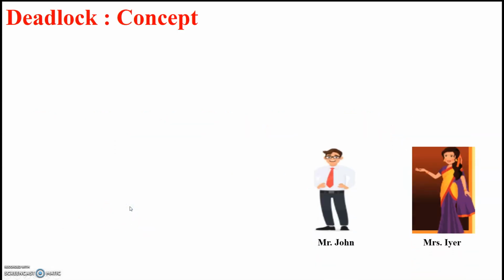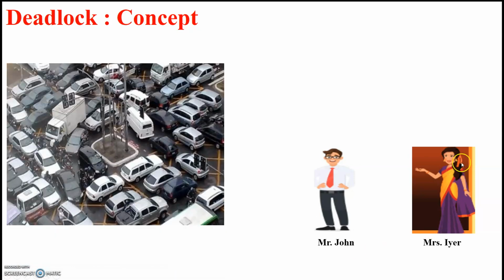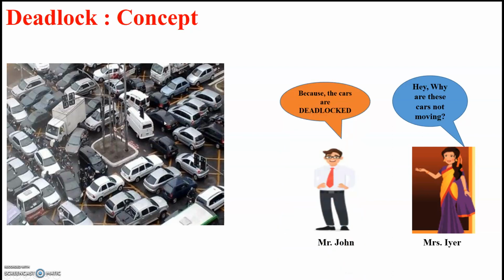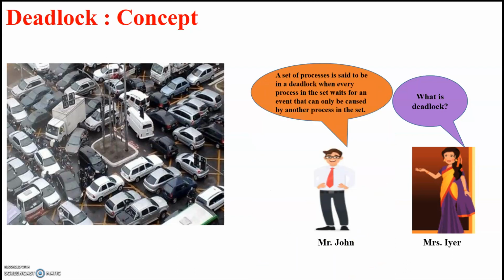So let us consider a scenario wherein there are two characters, Mrs. Iyer and Mr. John. Mrs. Iyer is asking, hey, why are these cars not moving? If you look at this picture, the cars are stuck in traffic and she's a bit confused. Why are these cars not moving? Mr. John replies, because the cars are in deadlock condition. And Mrs. Iyer says, what is deadlock?